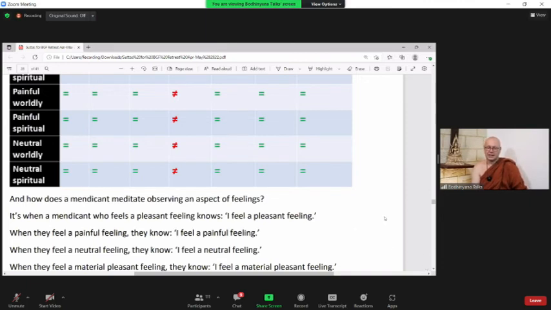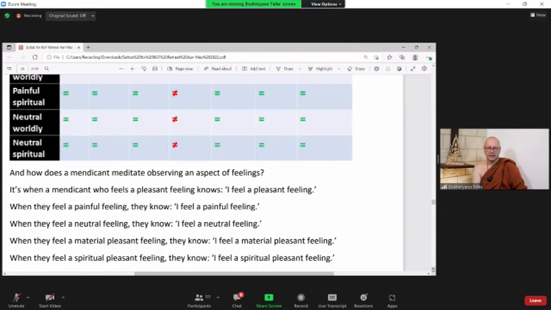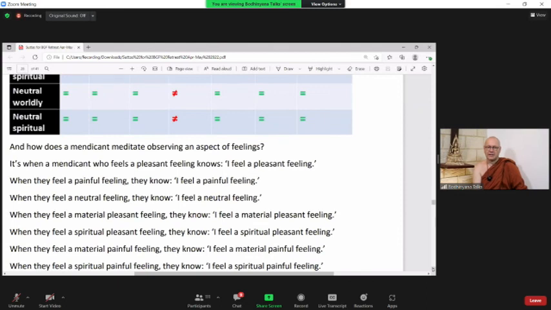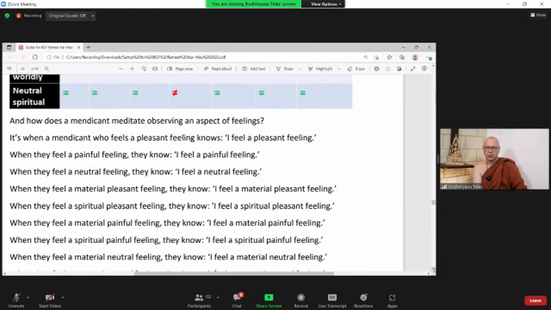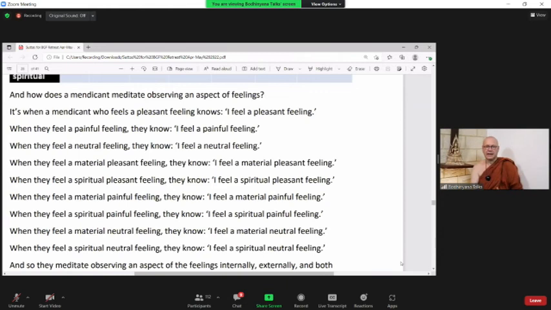When they feel a material or worldly pleasant feeling, they know, 'I feel a worldly pleasant feeling.' When they feel a spiritually pleasant feeling, they know, 'I feel a spiritually pleasant feeling.' When they feel a material or worldly painful feeling, they know, 'I feel a worldly painful feeling.' When they feel a spiritually painful feeling, they know, 'I feel a spiritually painful feeling.' When they feel a worldly neutral feeling, they know, 'I feel a worldly neutral feeling.' When they feel a spiritual neutral feeling, they know, 'I feel a spiritual neutral feeling.'